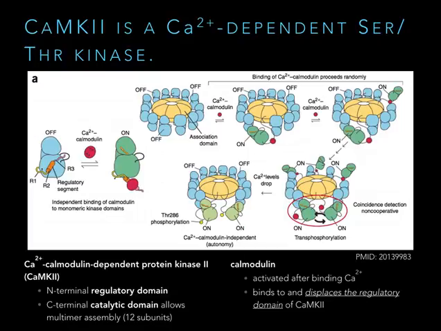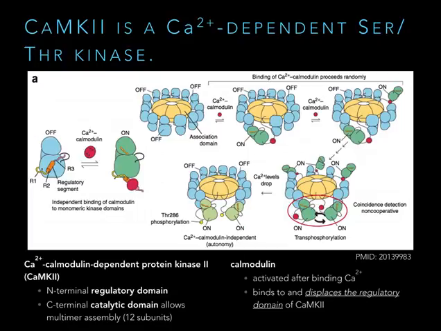This CAM kinase 2 is calcium calmodulin dependent. Calmodulin is another protein, a calcium binding protein. So really, calcium is going to activate CAM kinase 2 via calmodulin. When calmodulin binds to calcium, that allows it to bind to and displace that regulatory subunit in CAM kinase 2. And that's what will turn CAM kinase 2 on.